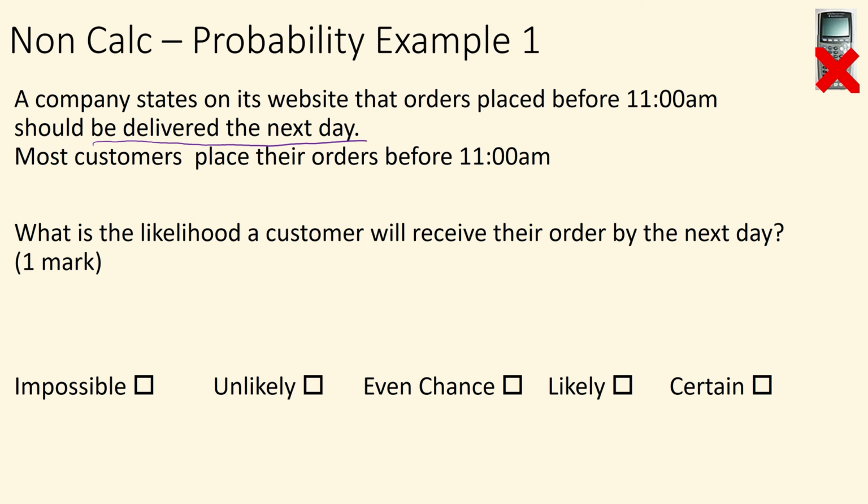We've already established that most of them will. So look at our choices. It's going to be towards the upper end of this scale. So it's either likely that they will, or it's absolutely certain that they will. In this case, it says that they should be delivered by the next day, so it's not an absolute certainty. So in this case it is likely that it will.